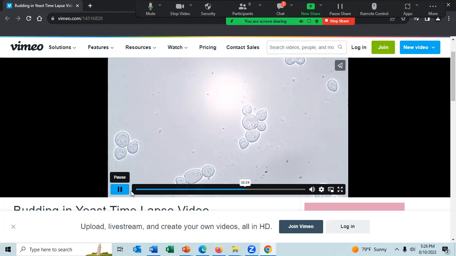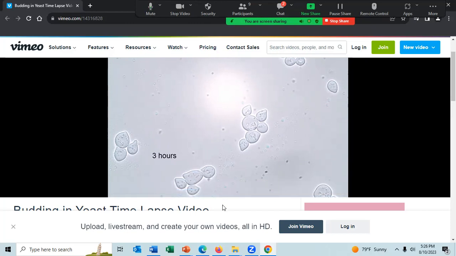And then as we go on, the parent cell is forming another bud here, and this is starting to form a bud there. And that's how budding happens. Any question?